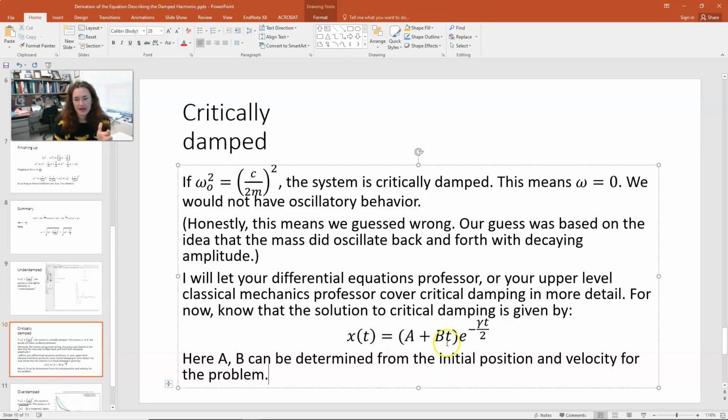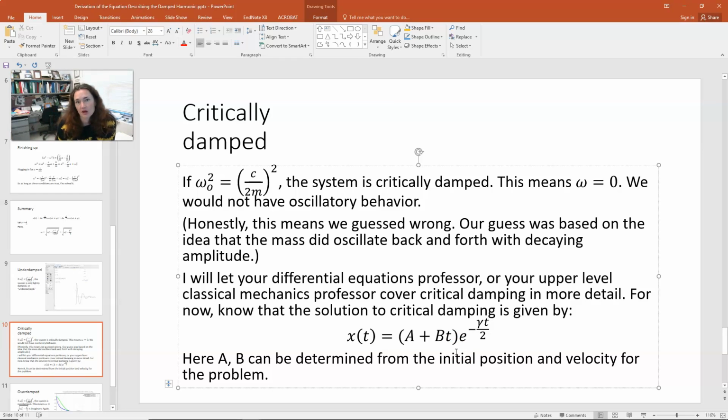It would look like (a plus bt) times e to the minus gamma t over 2. And a and b could be determined from your initial conditions, from the initial position and velocity of the problem. But you can see, and here's the important part, that there's no cosine function there. It's not oscillating, so it would just exponentially decay.